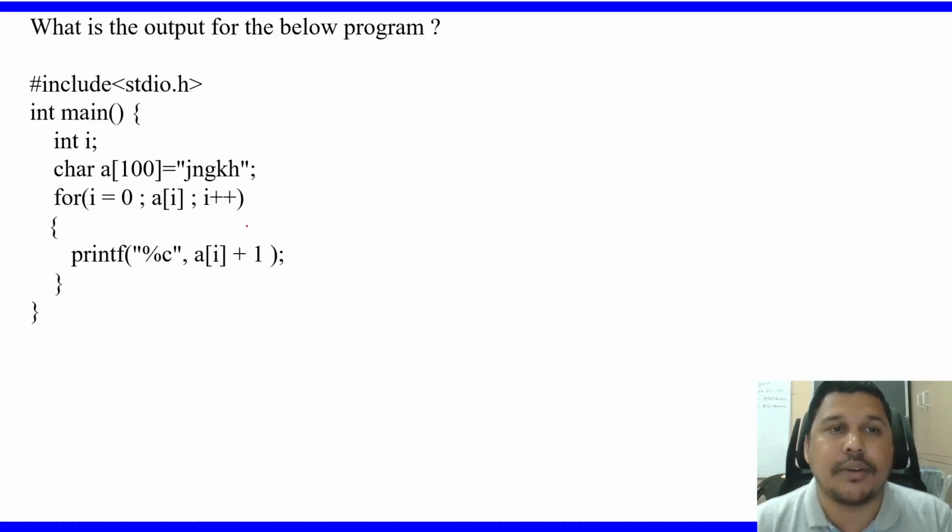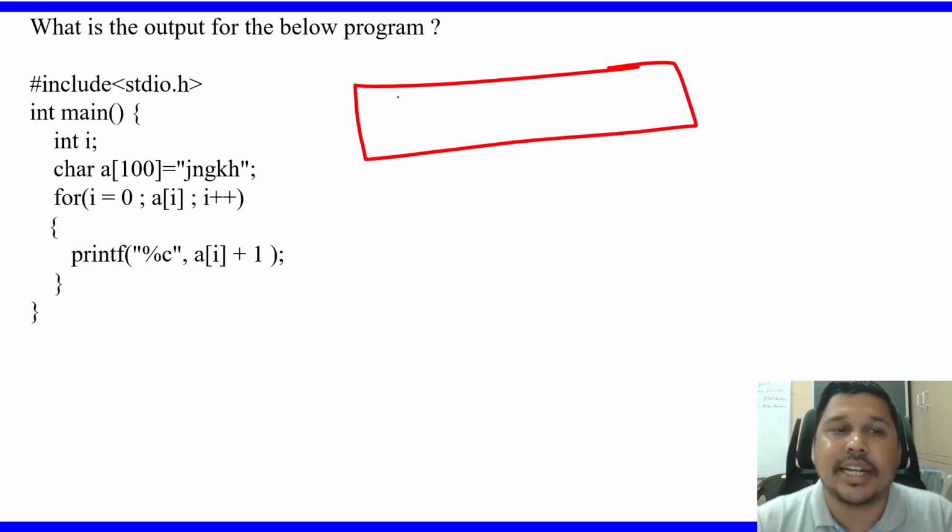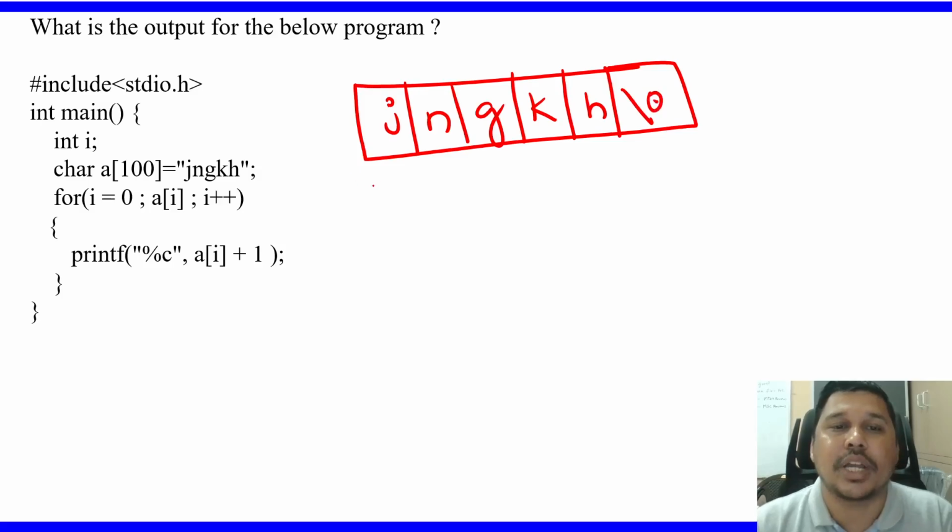Let's see this question. Okay, so I am having a character array with J, N, G, K, H, a particular string in that. For i=0, A of i, i++, printf percentile C, A of i plus 1. So just pause the video, try to guess the answer for this question and then see my explanation. Right, what will happen here? I am having a character array which contains J, N, G, K, H and the NL character. Okay, 0, 1, 2, 3, 4 and 5.